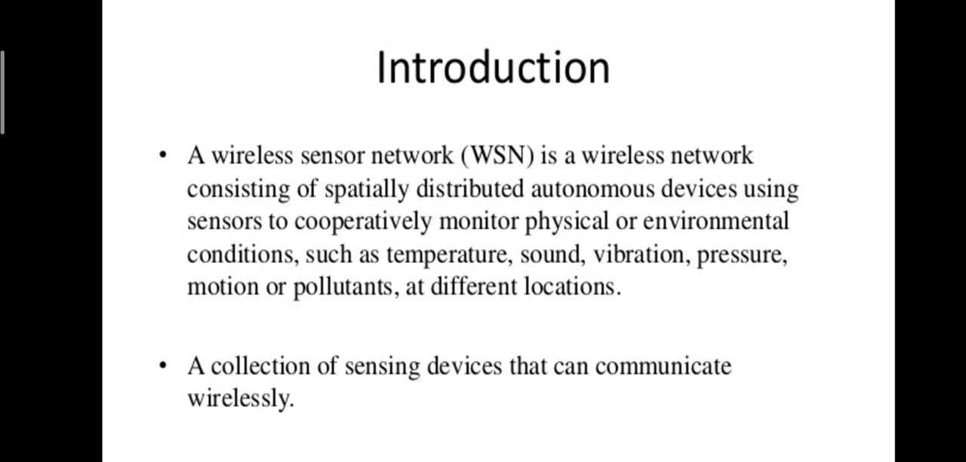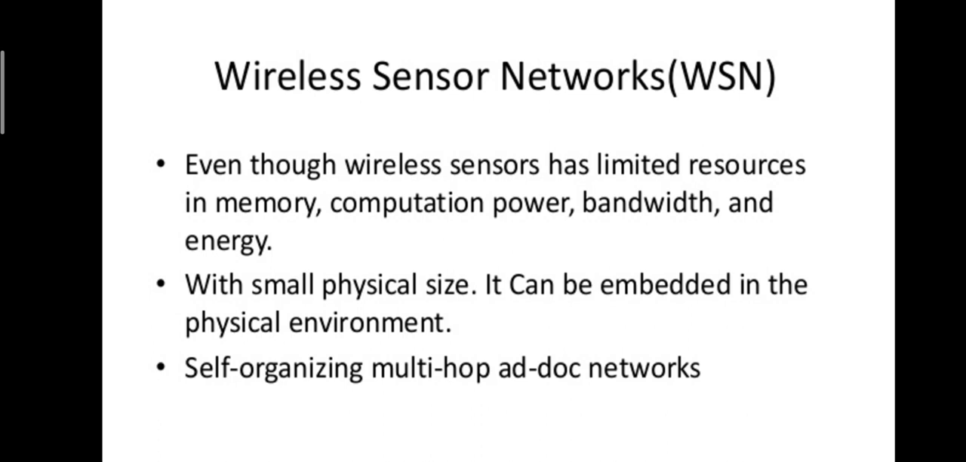Wireless sensor network is a collection of sensing devices that can communicate wirelessly. Even though wireless sensors have limited resources in memory, computation power, bandwidth and energy, with small physical size, they can be embedded in a physical environment. It self-organizes multi-hop ad hoc networks. Ad hoc network is an independent mode having no fixed access point to control subnets. It is the fastest mode used in WSN.